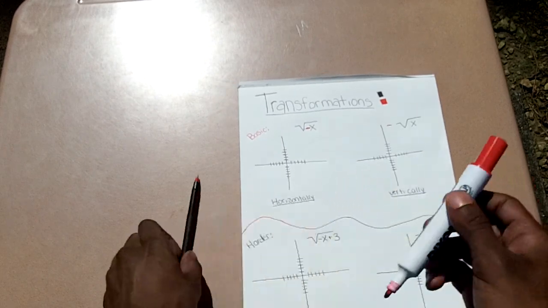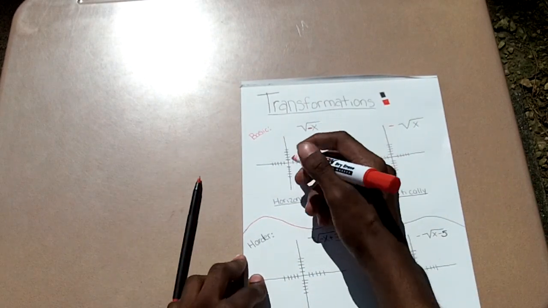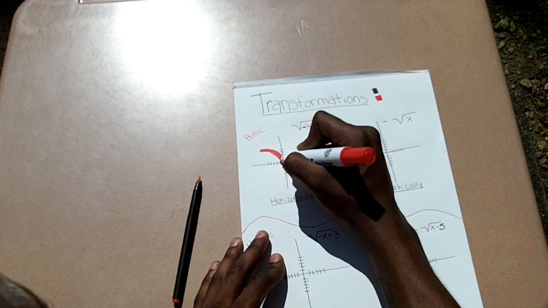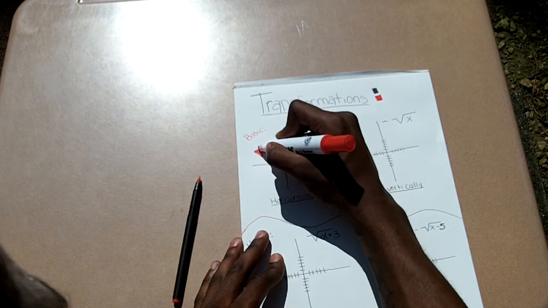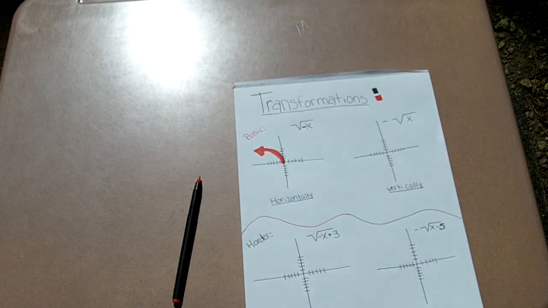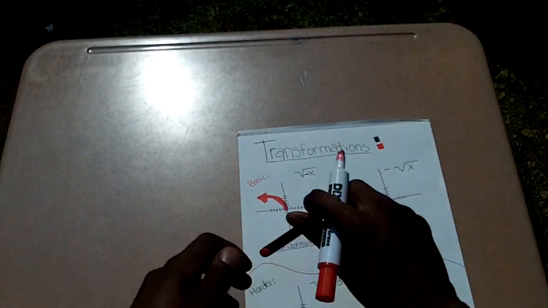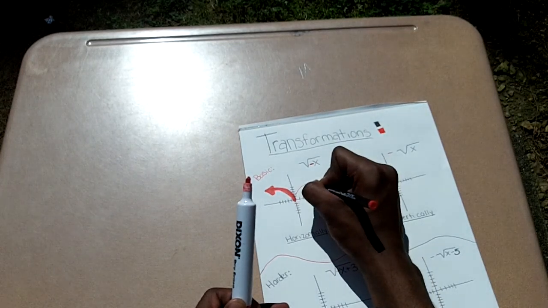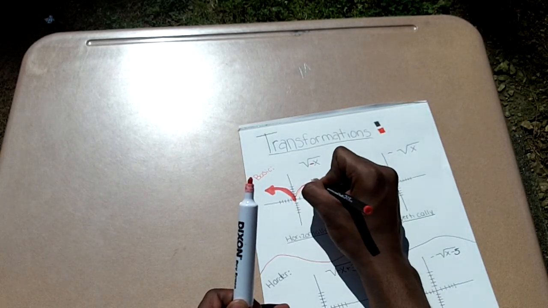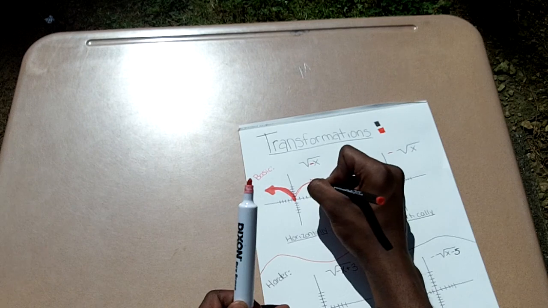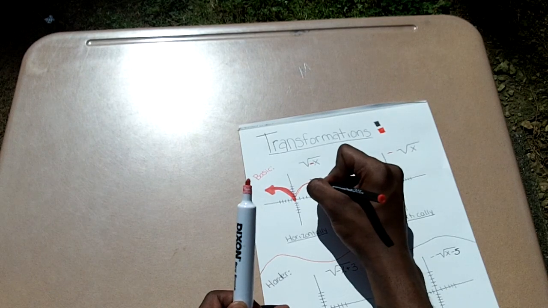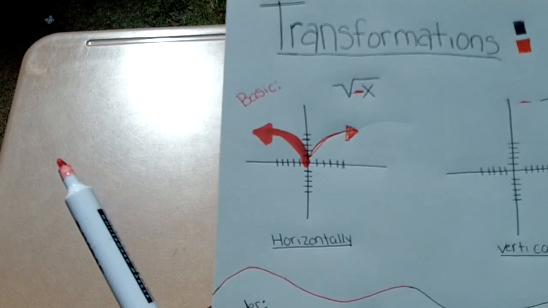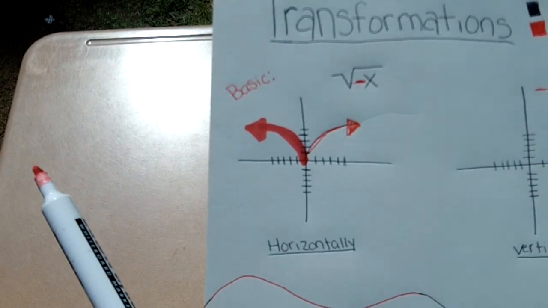The horizontal flip will look something like this. Let me take my marker out. It's like a mirror image of the original function. The original looks like this. Okay, then you've got the original, and you have your horizontal flip.